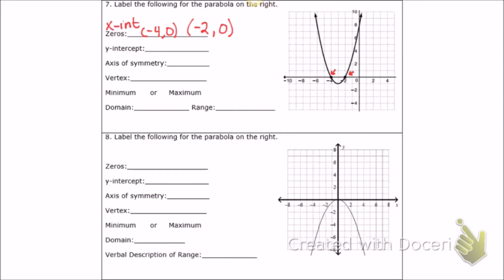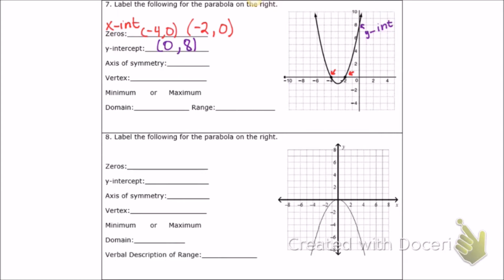Now we need to find the y-intercept. And the y-intercept is when the parabola crosses the y-axis. So this right here is my y-intercept. And I need to write it as a coordinate point. The x value is 0 and the y value is 8. So 0, 8.